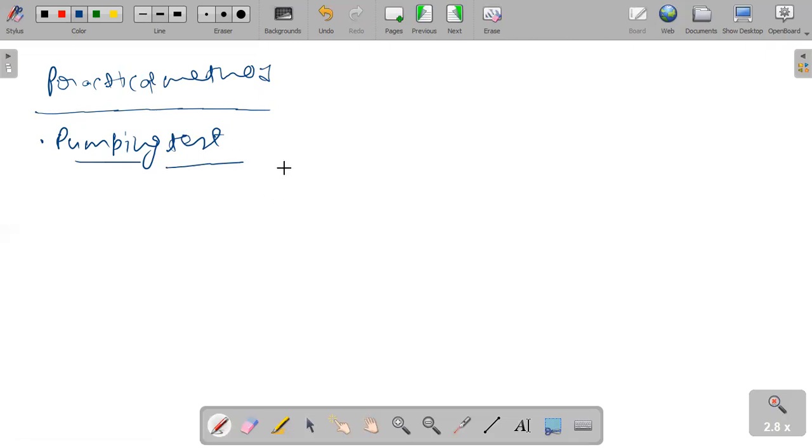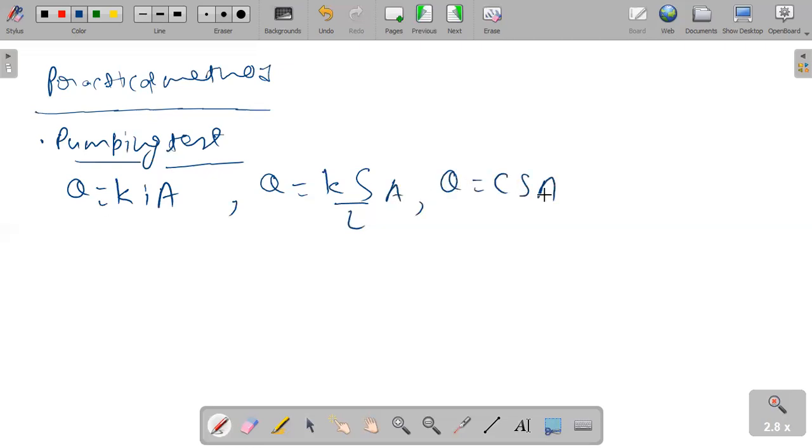In the pumping test we have the formula Q is equal to K into I into A, and if you modify it, you get Q is equal to K into S by L into A. Or you can say Q is equal to C into S into A, where C is equal to K by L. This is from the pumping test.